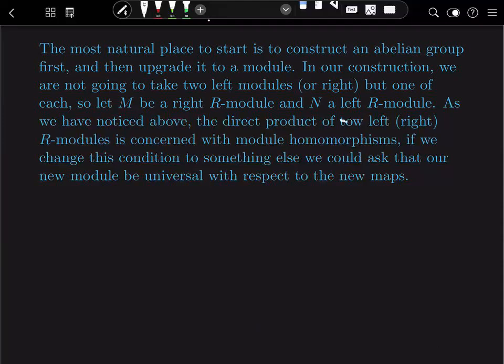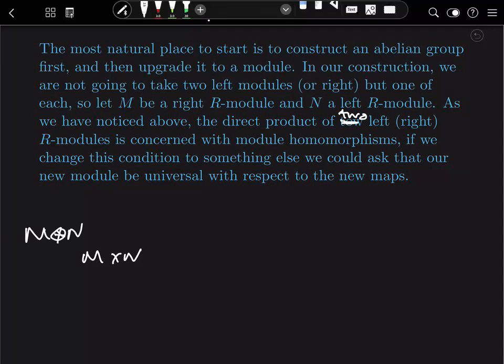This should be 2. So as we've noticed, the direct product of two left modules or right modules is concerned with module homomorphisms. So we can change this condition and ask if there's a module universal with respect to some new type of map. And essentially all we're asking is that we know that our direct product is just the set M cross N.